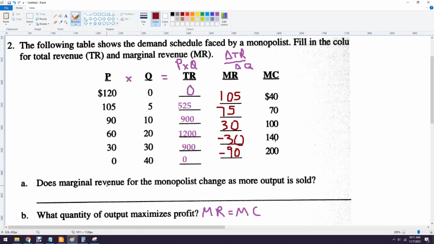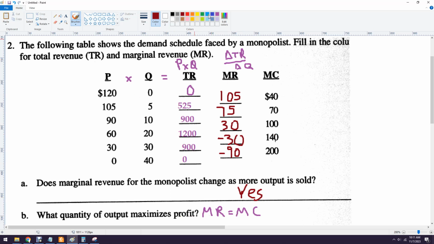That wasn't so bad. Does marginal revenue for the monopolist change as more output is sold? Yes. The reason is because they're changing the price, and that's going to change the quantity. Okay, so that's why. What quantity and output maximizes profit?